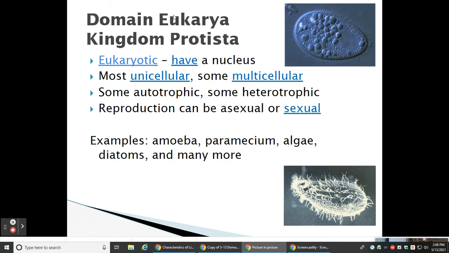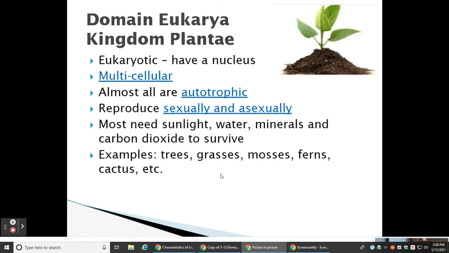Domain Eukarya, kingdom Protista. Eukaryotes have a nucleus. Most are unicellular, some are multicellular, some are autotrophic, some are heterotrophic. Reproduction can be asexual or sexual. Some examples are the amoeba, the paramecium, algae, diatoms, and many more. They're mostly aquatic, living in water.